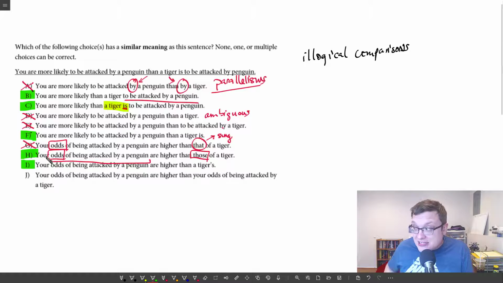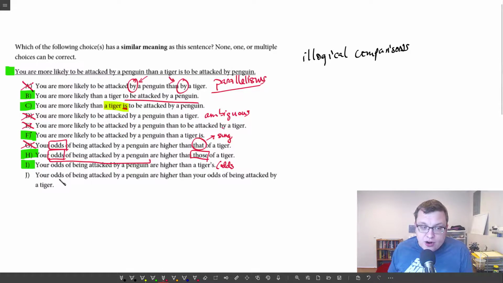And so similarly, I is going to work. I is basically a version of H. Your odds of being attacked by a penguin are higher than a tiger's. You can almost imagine you could put odds in parentheses here. You could even extend it and have it stand in for what the "those" is standing in for in H. So the full sentence would be your odds of being attacked by a penguin are higher than a tiger's odds of being attacked by a penguin. Like that could be another option here. Point is, those are both equivalent to each other, and they're equivalent to the other highlighted portions as well as to the original. So I is also good.